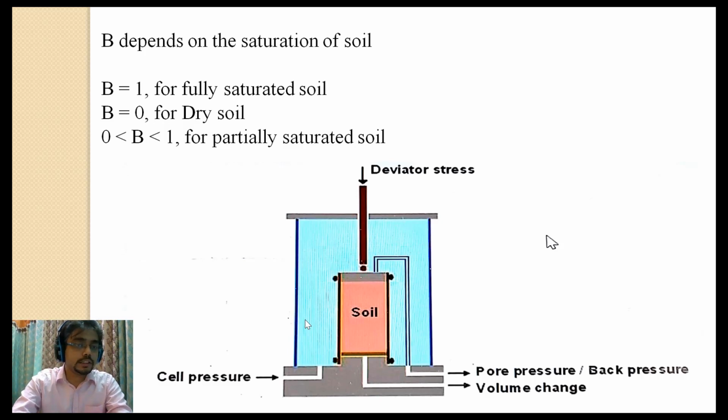Now we are having an apparatus which can measure the excess water pressure. Suppose the measurement in the excess water pressure apparatus is also showing that the excess water pressure which is generated is 0.5 kg per centimeter square. That means the excess water pressure is equal to the change in the cell pressure. So in that case, we can say that B equals 1. This is only possible when the soil sample is saturated.